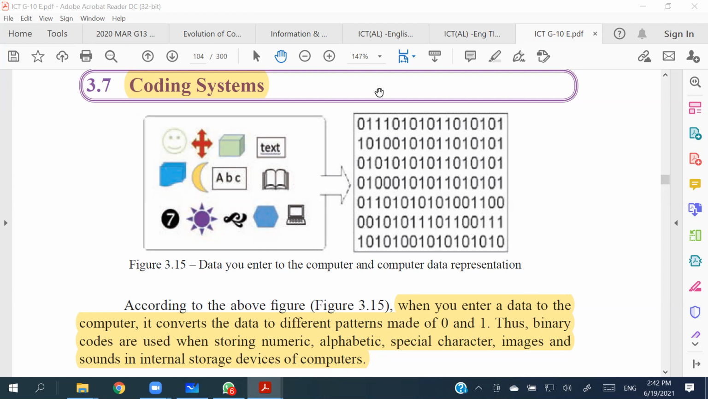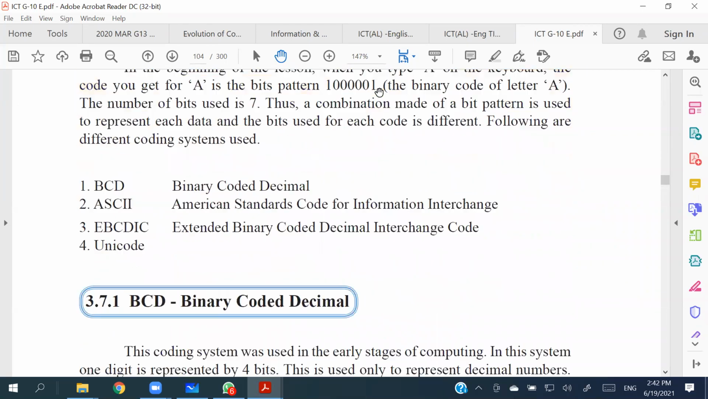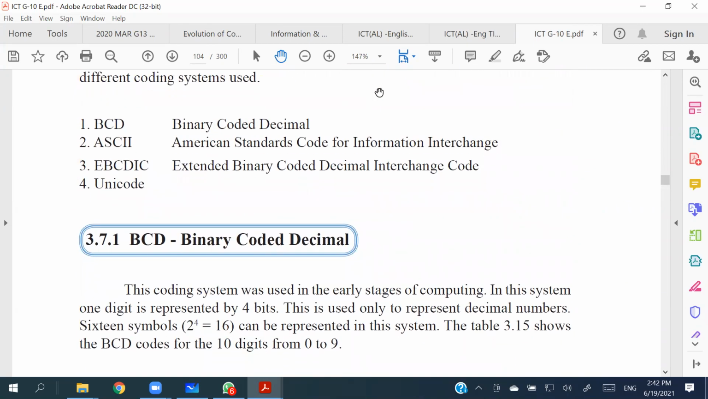All right, so let's move forward. Write this heading: BCD, binary coded decimal. After writing BCD, binary coded decimal, it's better you say, within brackets, 4-bit representation.